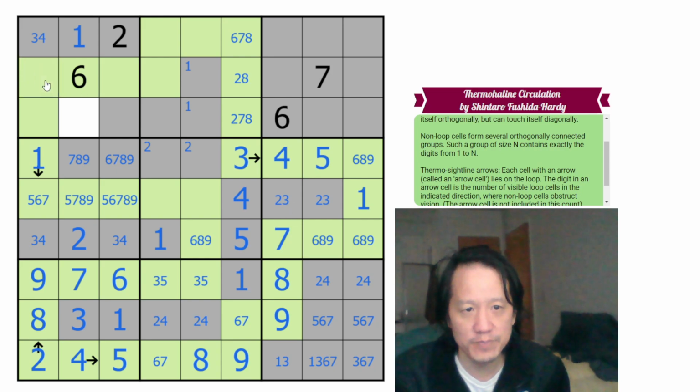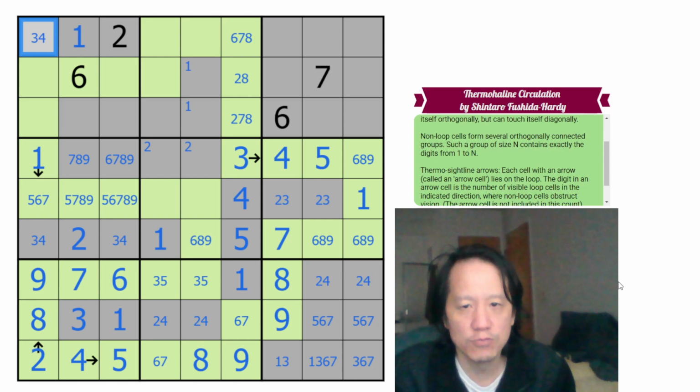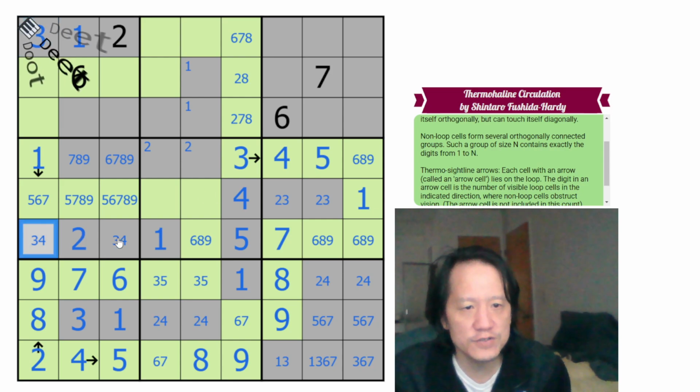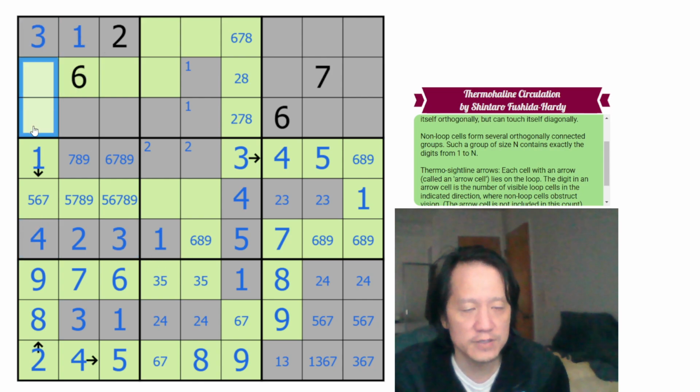Therefore, this has to be part of the loop, which makes this not a loop. So we have the full loop. This must be 3 because it has to be 1 through 3 in a non-loop group. Therefore, this is 4, and this is 3. That's 3 in the corner. We celebrate. This can't be 6 in either of these cells, whereas a 6 in column 1 must be here. So these can't be 6.